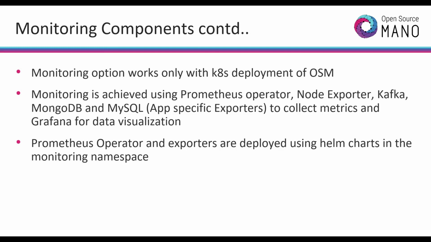On top of Kubernetes, your OSM components will be installed, running as Docker containers. In the monitoring namespace, you will see Prometheus operator, node exporter, and application specific exporters, where we will be using Kafka, Mongo, and MySQL exporters to get the application specific metrics. And we are finally using the Grafana visualization tool, where we can visualize the metrics which have been collected by these exporters.